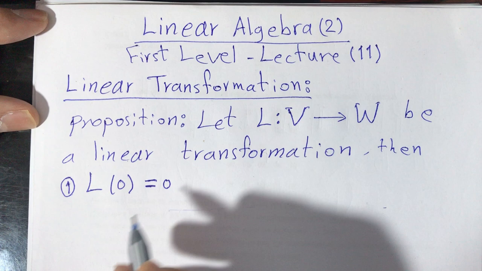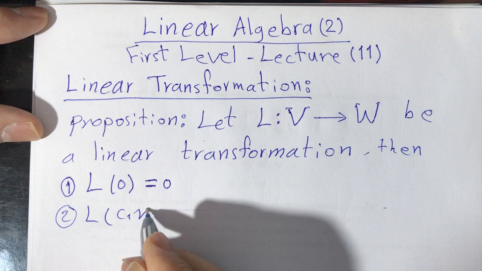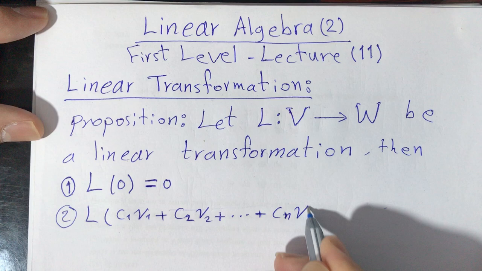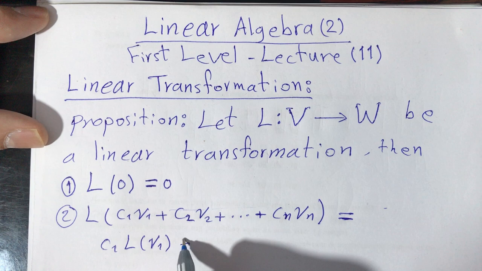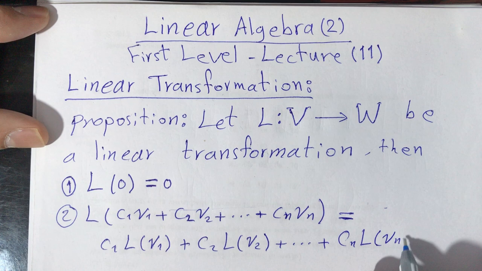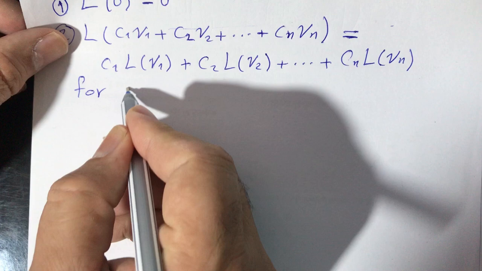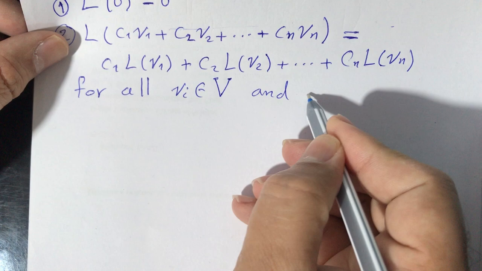And number two, L of C1 V1 plus C2 V2 plus until plus CN VN will be equal to C1 L of V1 plus C2 L of V2 plus until CN L of VN. This is for all VI belonging to the vector space V, and CI belonging to the real numbers.